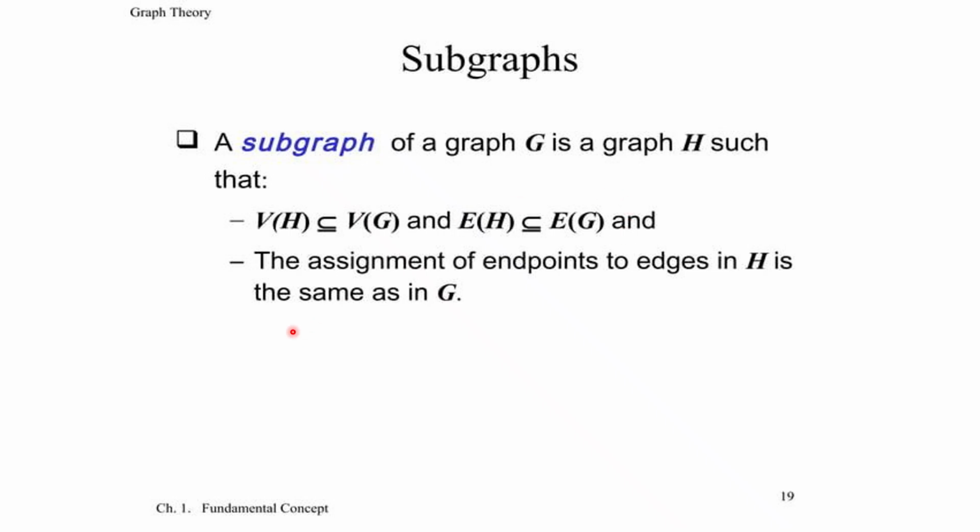Sorry, there is a third point. This is a hidden point. The assignment of endpoints to edges in H is the same as in the original graph G. This means you cannot redefine the connections. If an edge connects vertex X to vertex Y in graph G and that same edge is in graph H, it must still connect X to Y in H.